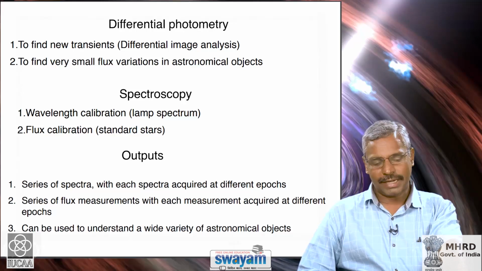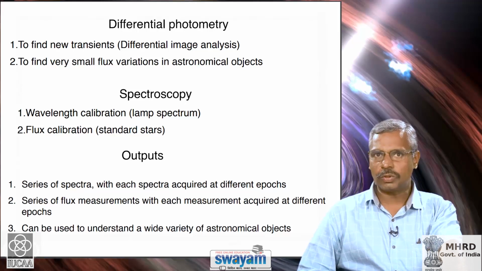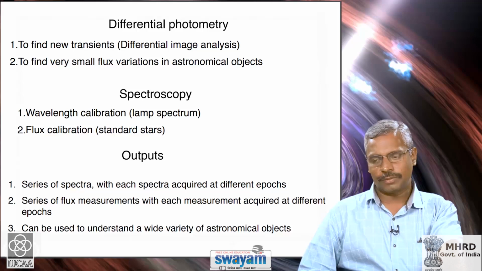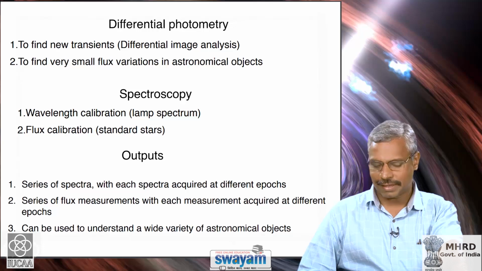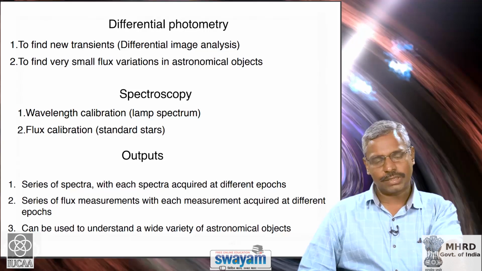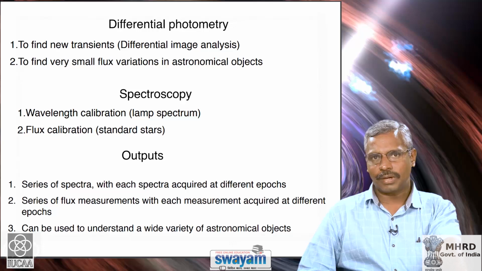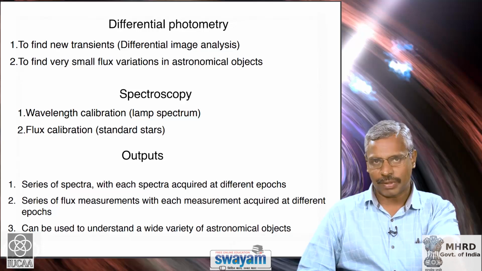Alternatively, in addition to imaging observations, people also do spectroscopic observations wherein repeated spectra of the target of interest are taken. Once the spectrum is taken, which is basically the plot of counts as a function of wavelength, here wavelength means initially we record in terms of pixels. Here we need to perform two important calibrations. One is called the wavelength calibration.